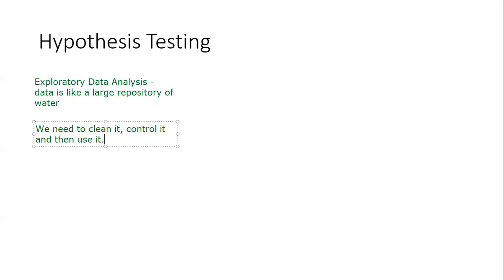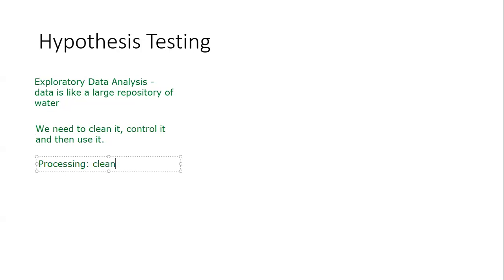So when you have so much data, like a large repository of water, obviously first of all we have to process it. For example, when water comes into your homes, you filter it, right? And then you drink it. So similarly, we have to process the data. In processing the data, we are primarily doing two things.